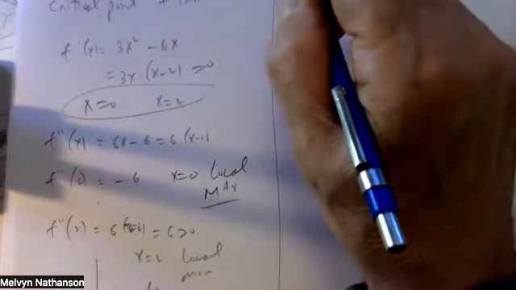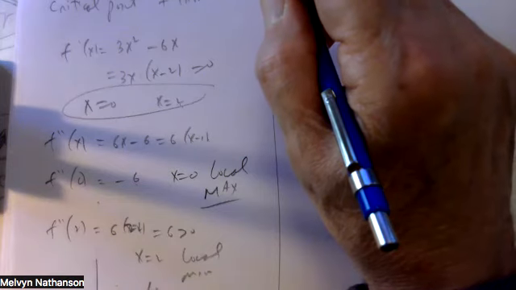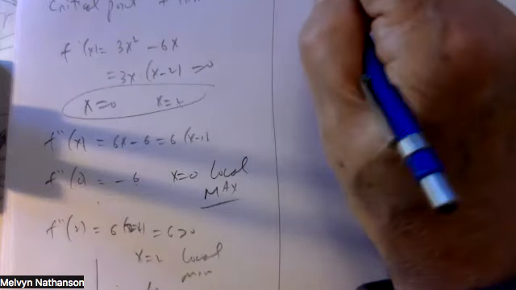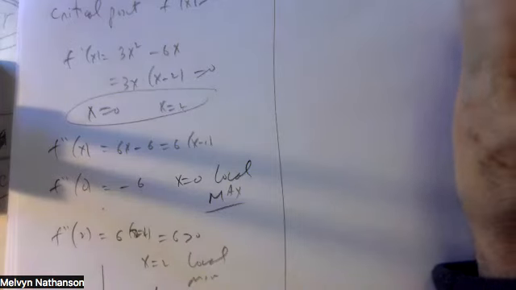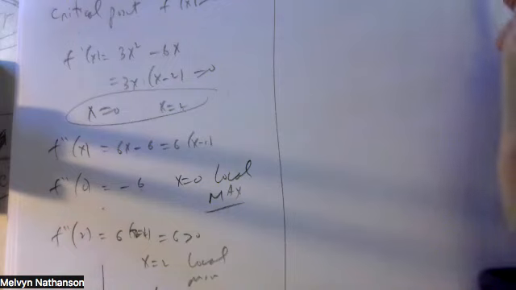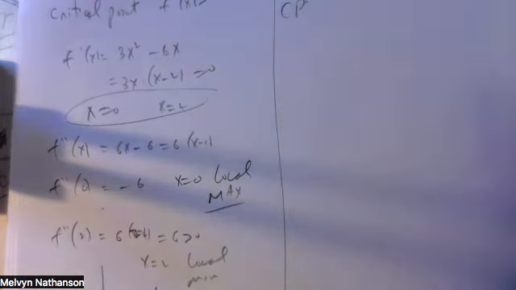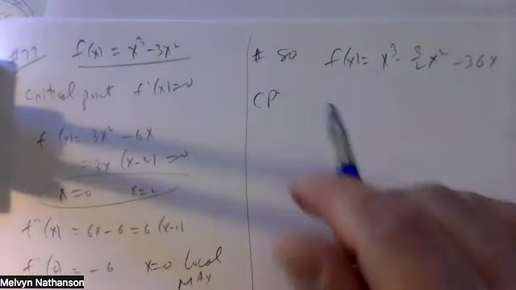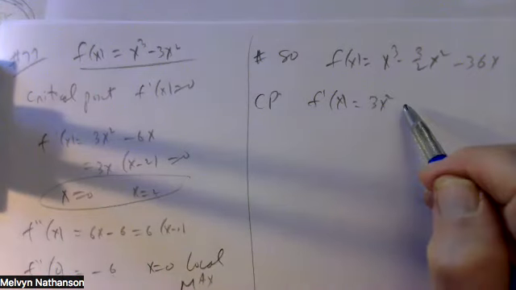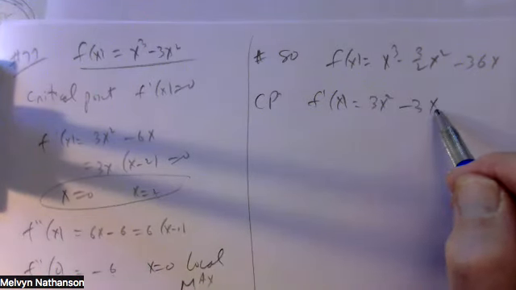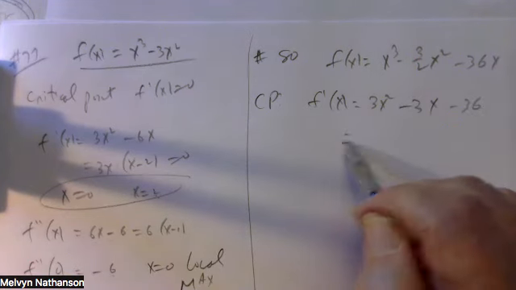Look at number 80. f of x is x cubed minus 3/2 x squared minus 36x. So how do we find the critical points? We set the derivative equal to 0. f prime of x is 3x squared minus 3x minus 36.